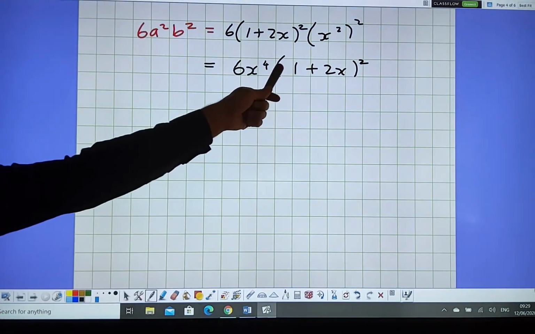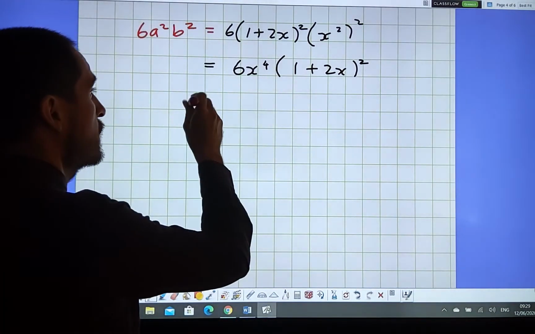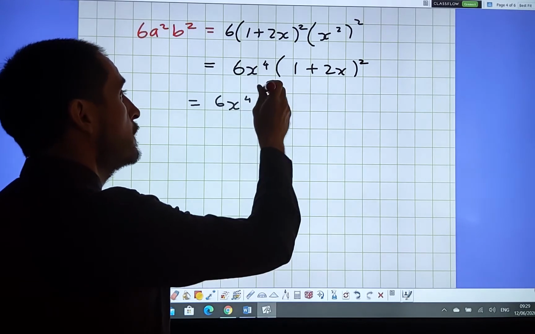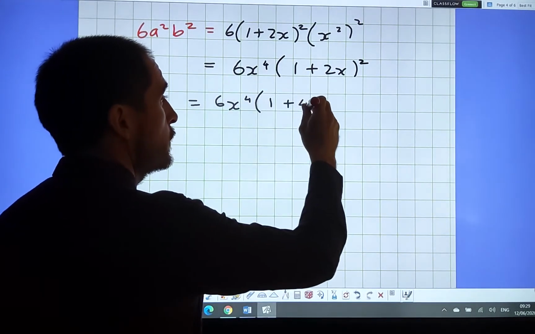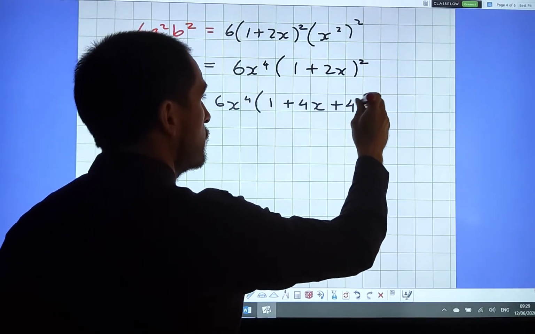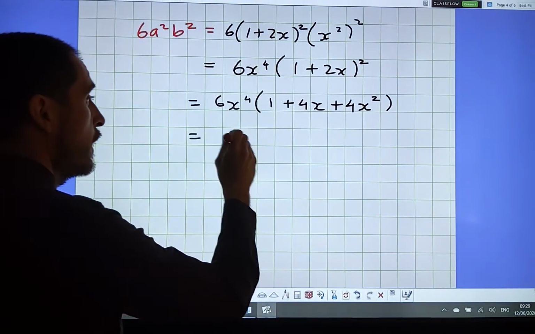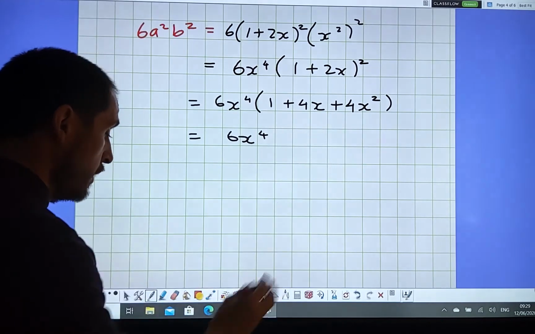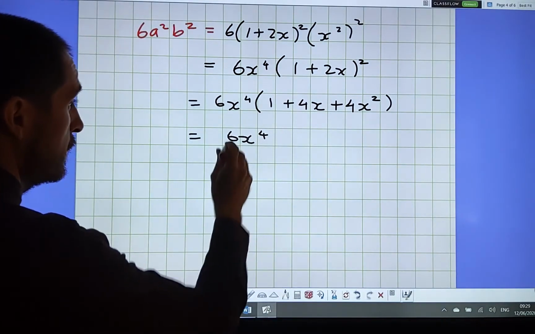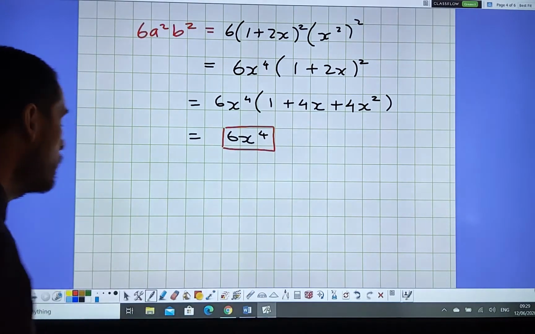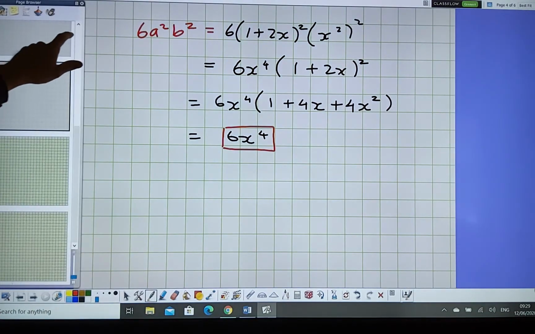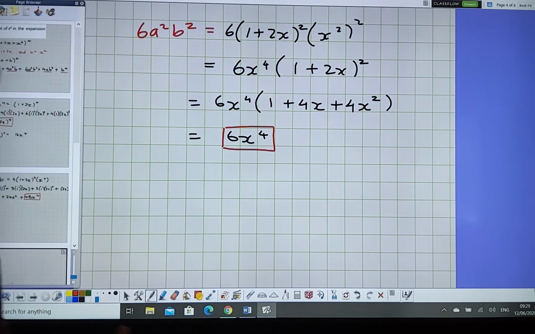Now, if I expand that out, I'm going to get my 1, so that's going to get me 6x to the power of 4, so I'll have 1 plus 4x plus 4x squared. Multiply this bit out here, and I've got 6x to the power of 4. That's all I need. I don't need to worry about anything else. Now, what you'll notice here with each part, okay? This is where number patterns come in and watching a sequence.